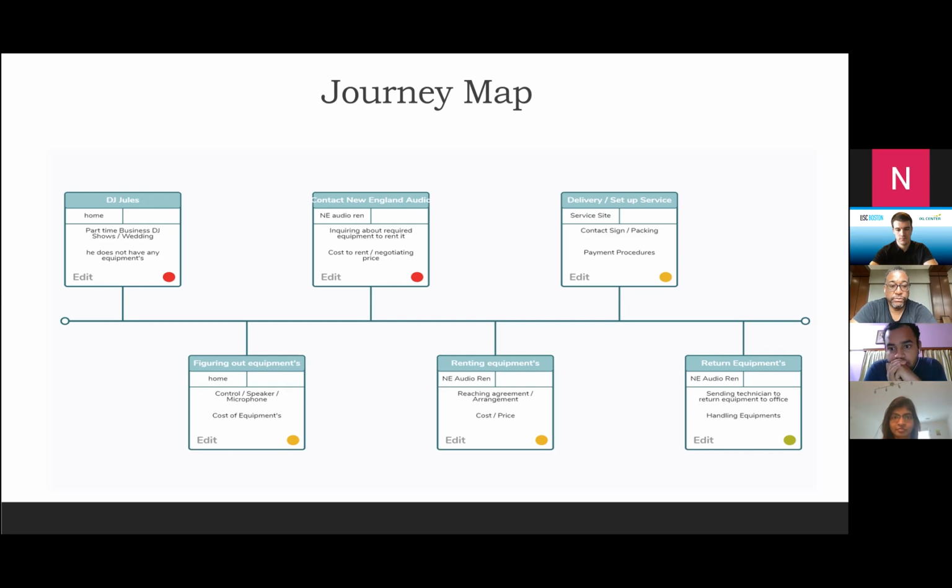He then contacts New England and inquires about the required equipment. His pain point now is also the cost to rent and negotiating an affordable price, and this is a pretty strong pain point. New England and DJ Jules finally reach an agreement, and they arrange for the delivery of the equipment at the desired location on the day of the show. The pain point is still the cost, but this is of pretty moderate intensity.